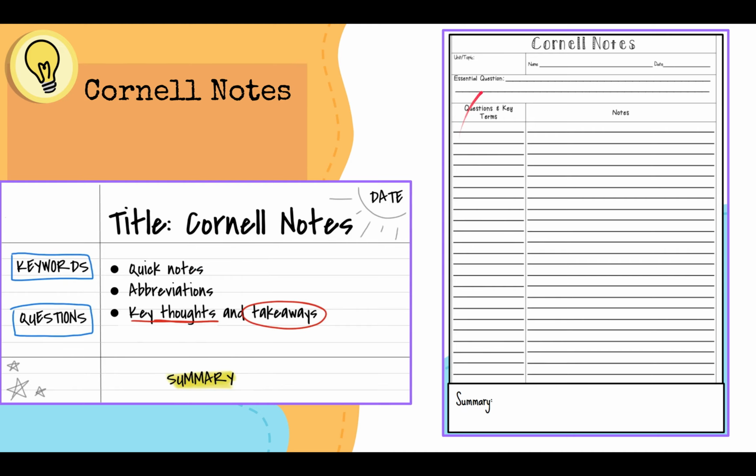Here on the right-hand side, we see the same structure, although it's a little bit longer, and it asks for an essential question. The essential question is very important, especially when we're learning something new in a unit, because it can be used as a guiding question. It helps us understand what kind of notes we are actually looking to take.